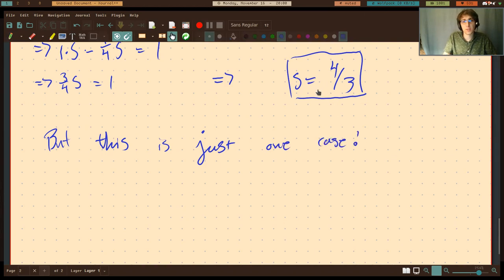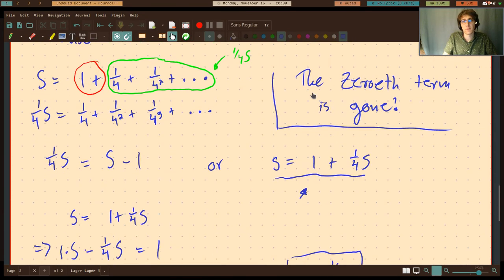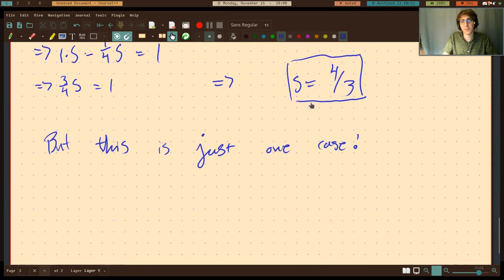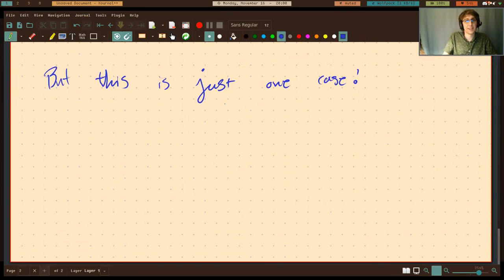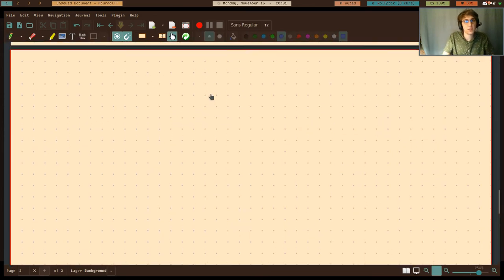Maybe instead of 1/4, our ratio is 1/3, or maybe it's 2/3, or maybe it's 1 over the square root of 2. Something. There's a general way. There's a general formula for any r. Yay. So, in the spirit of mathematics, let's figure out what that is.